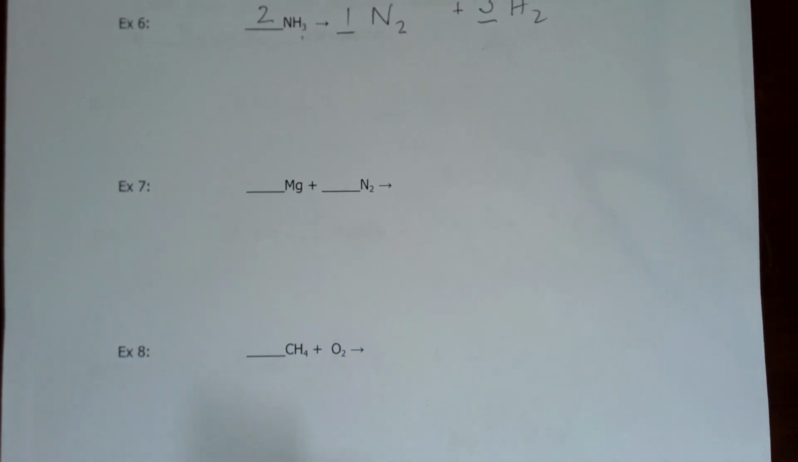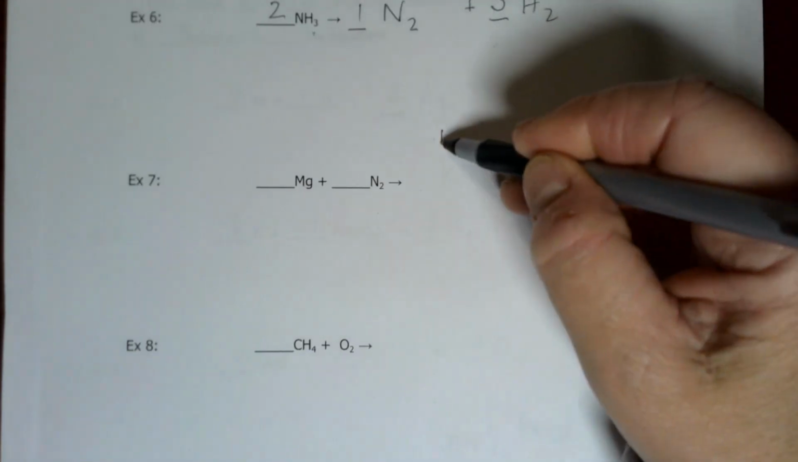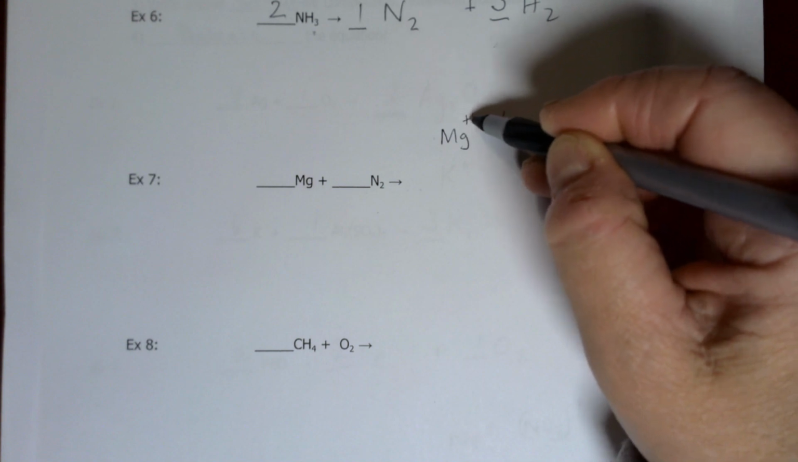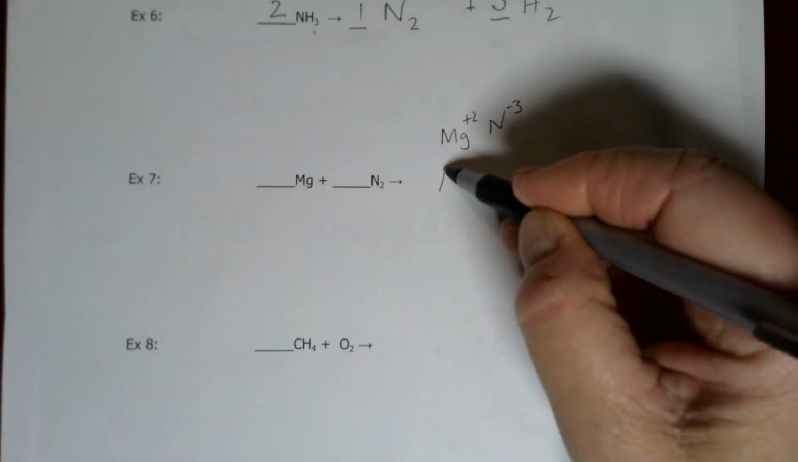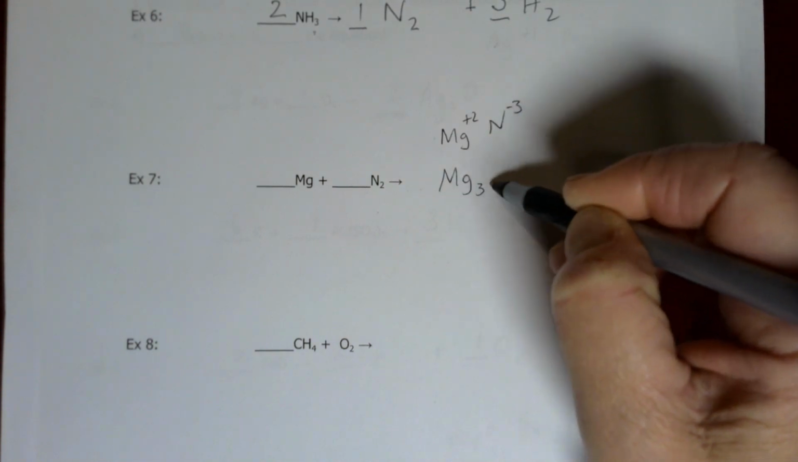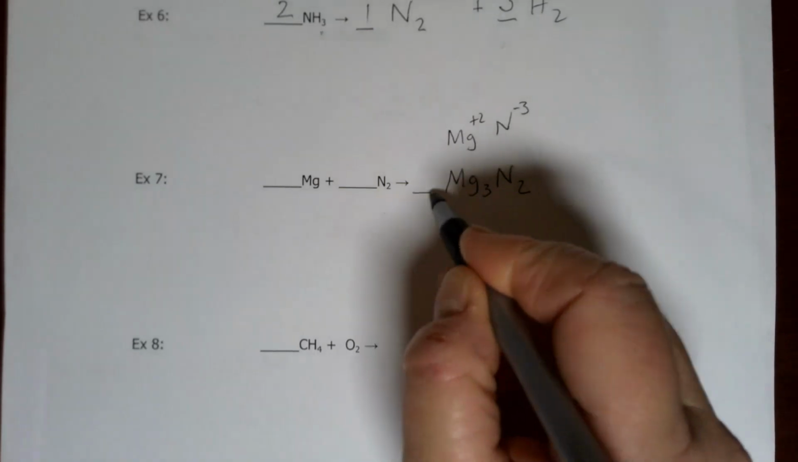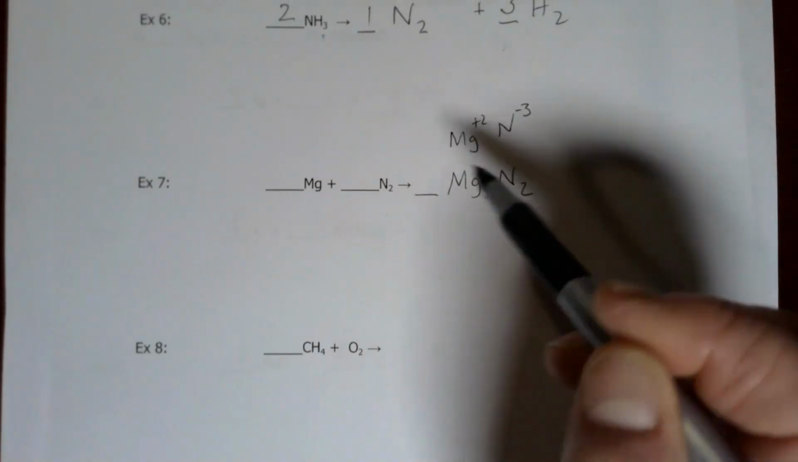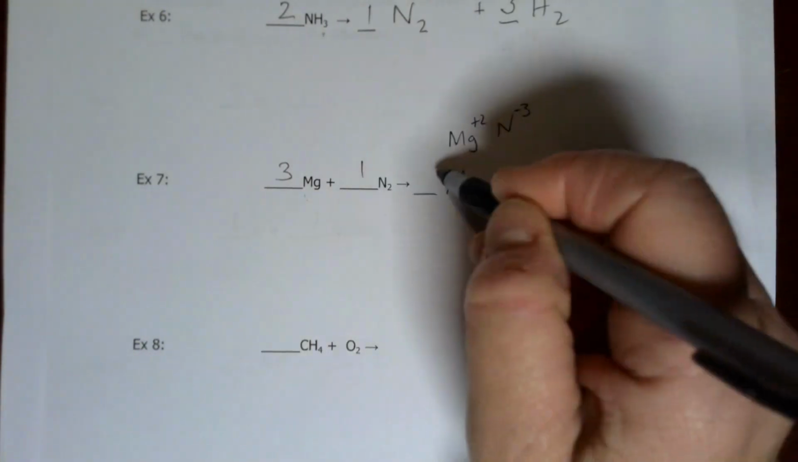Reaction number 7. I have 2 elements coming together. This is synthesis. I need to make a chemical formula with Mg and N. Magnesium's a +2, nitride's a -3, so this becomes Mg3N2 as the only product. Balancing this equation, I'm going to need to put, let's see, a 3 in front of the magnesium. Everything else here is a 1.